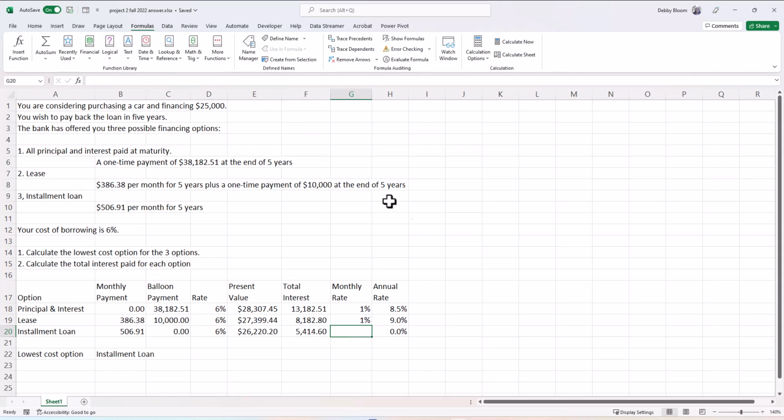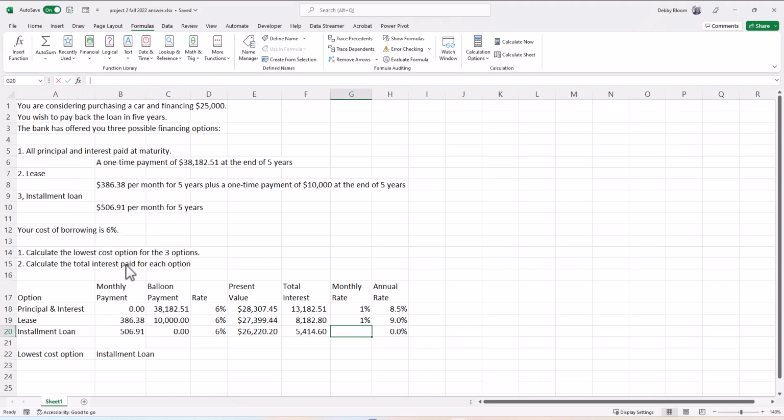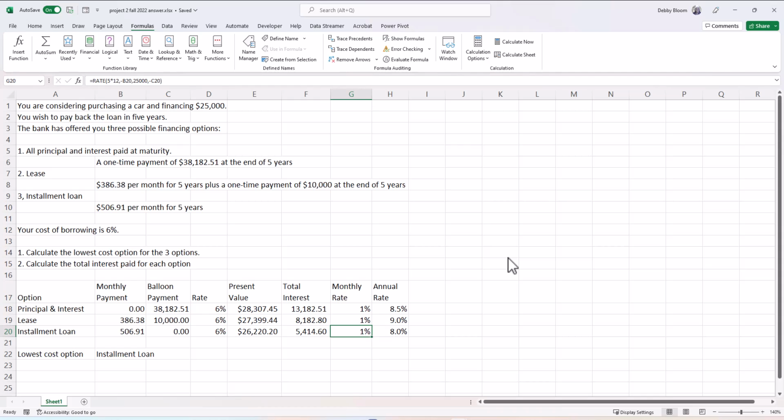And finally, I'm going to do it for the installment loan, formulas, financial, and rate. NPER, 5 times 12. In this case, our payment is negative 506.91. We're borrowing 25,000, so that's a positive 25,000. And our future value is 0 because we're paying it off at the end. So negative C20, notice it's 0. And we click OK, we have 8%. And notice that that is the lowest cost loan. So hopefully you will now be able to submit your project.